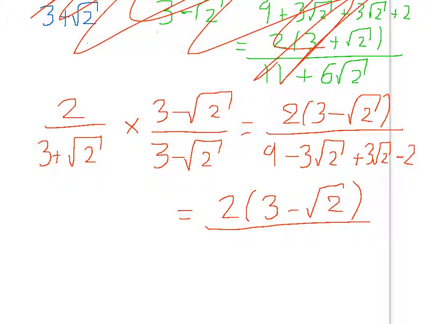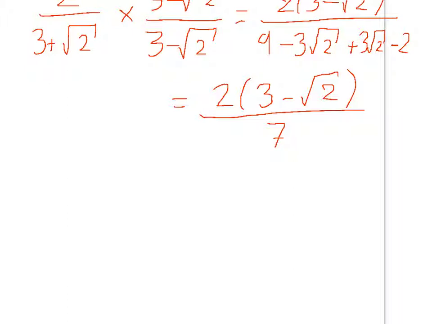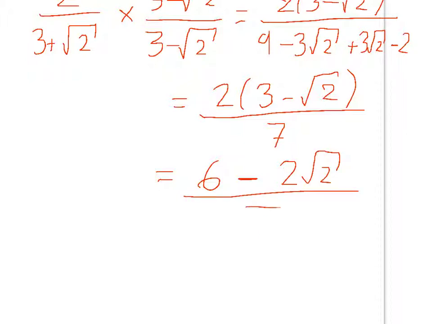On the bottom you should notice that we've got a plus 3 root 2 and a minus 3 root 2, which means they cancel out. So we're only left with 9 take away 2, which is 7. Now we're just going to tidy this up by expanding the top part. So we're going to have 6 minus 2 root 2, and that's all over 7.